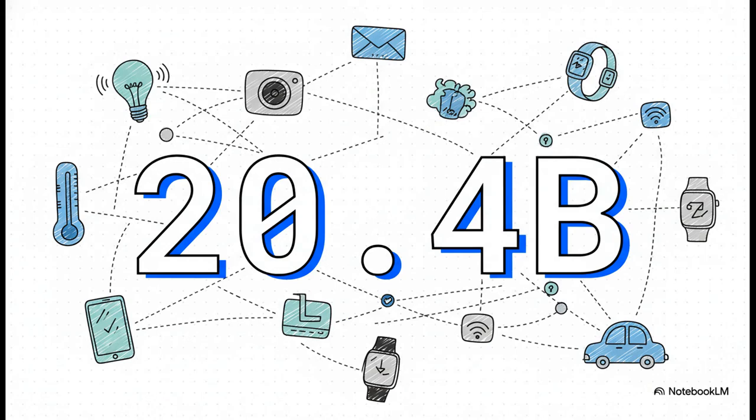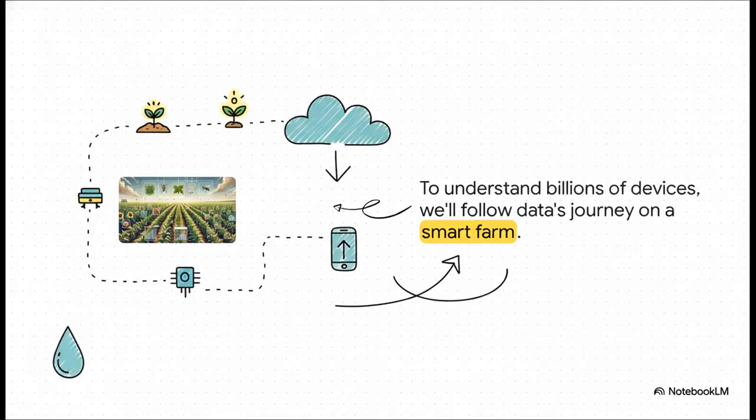So let's just start with a number that is kind of hard to wrap your head around. A Gartner report predicted that by 2020, there would be 20.4 billion IoT devices out there in the world. That is nearly 3 times the entire population of Earth, all connected, all chattering away to each other. The scale is just staggering. So how do we make sense of a network that massive? Well, we're going to do the opposite of thinking big.